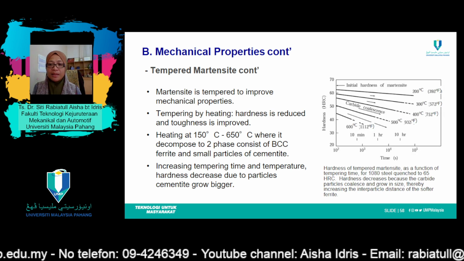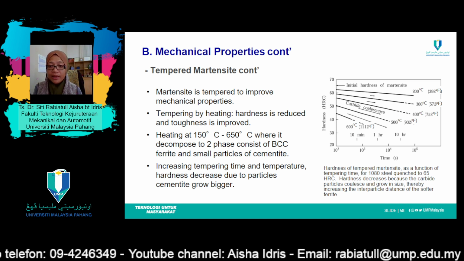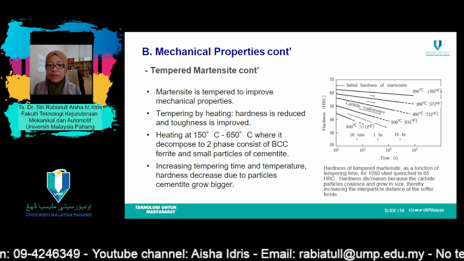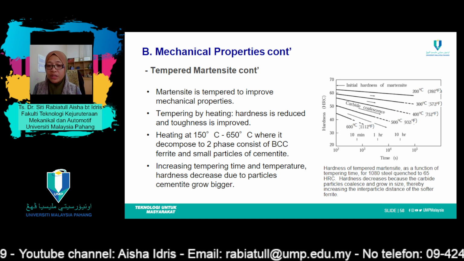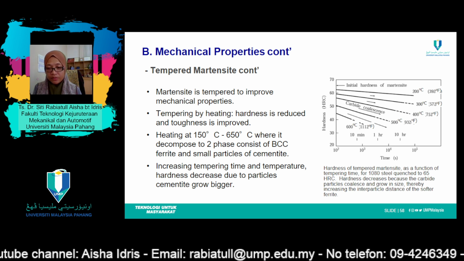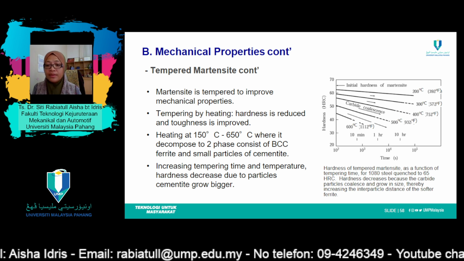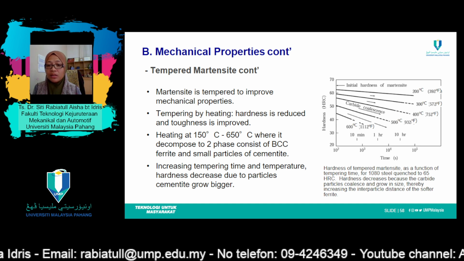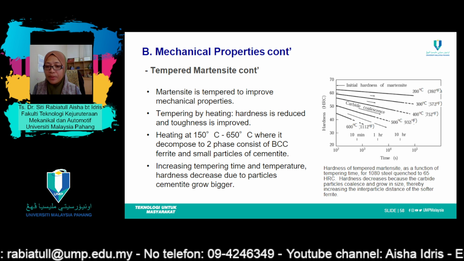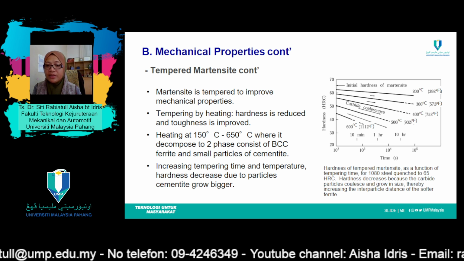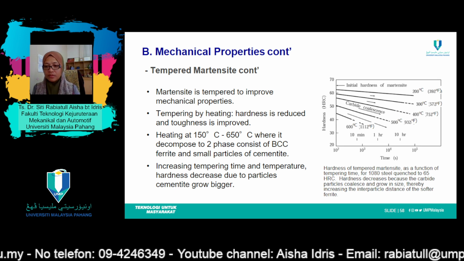Martensite is tempered to improve its mechanical properties. By tempering, hardness is reduced and toughness is improved. Heating at a temperature of 150 degrees C to 650 degrees C, it decomposes to a two-phase structure consisting of BCC ferrite and small particles of cementite. Increasing the tempering time and temperature, hardness decreases because the cementite particles grow bigger.